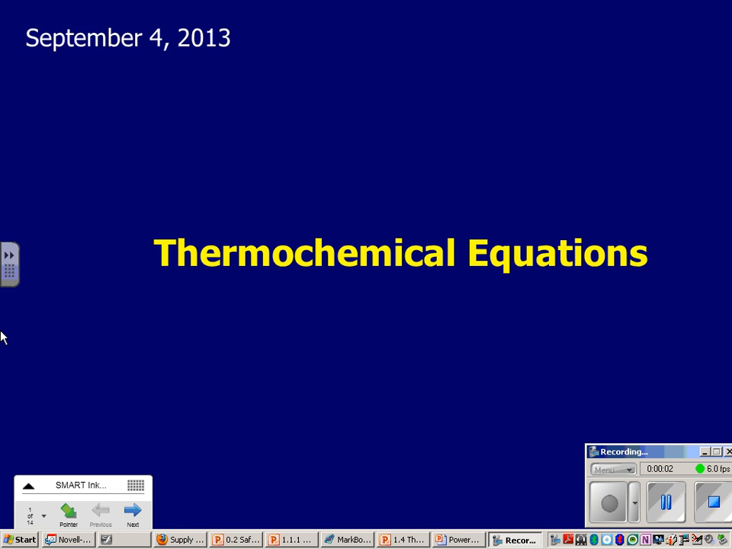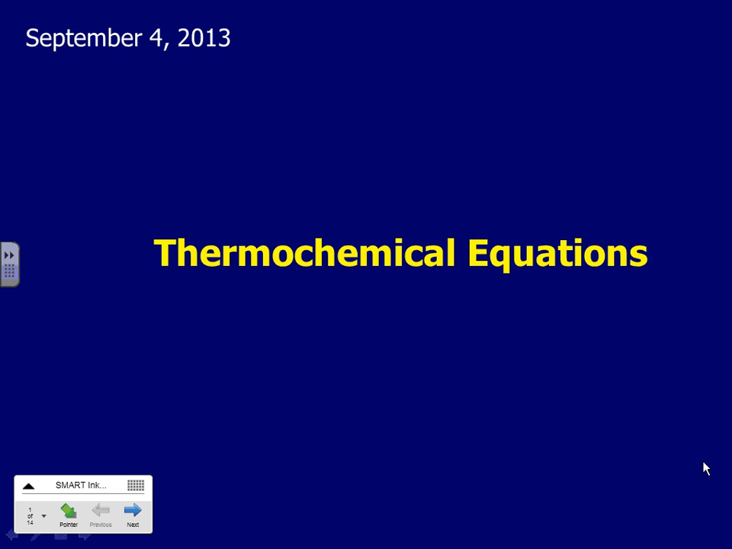Okay, today's lesson is on thermochemical equations. In the last couple of lessons, we learned how to calculate the enthalpy using calorimetry, and we dealt with physical changes as well as chemical changes. And in all of these cases, we have come up with a certain amount of energy, a certain number of joules that is produced during a chemical reaction.